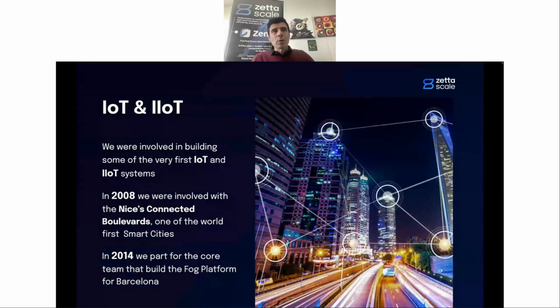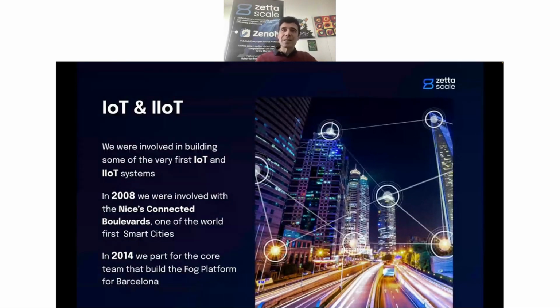So in 2008, we were involved in one of the earliest smart city projects in Nice, that was the Connected Boulevard. Back then, we were working with Cisco and some other partners. Obviously, it wasn't ZettaScale, but it was our team, right? For those of you that are not aware, we were deeply involved also with the smart project in Singapore on the Smart Nation. And in 2014, for instance, we were part of the team, once again, with Cisco, Schneider, and a bunch of other companies that created in Barcelona the first reference platform for managing the city of Barcelona, okay? So in a way, we were there.